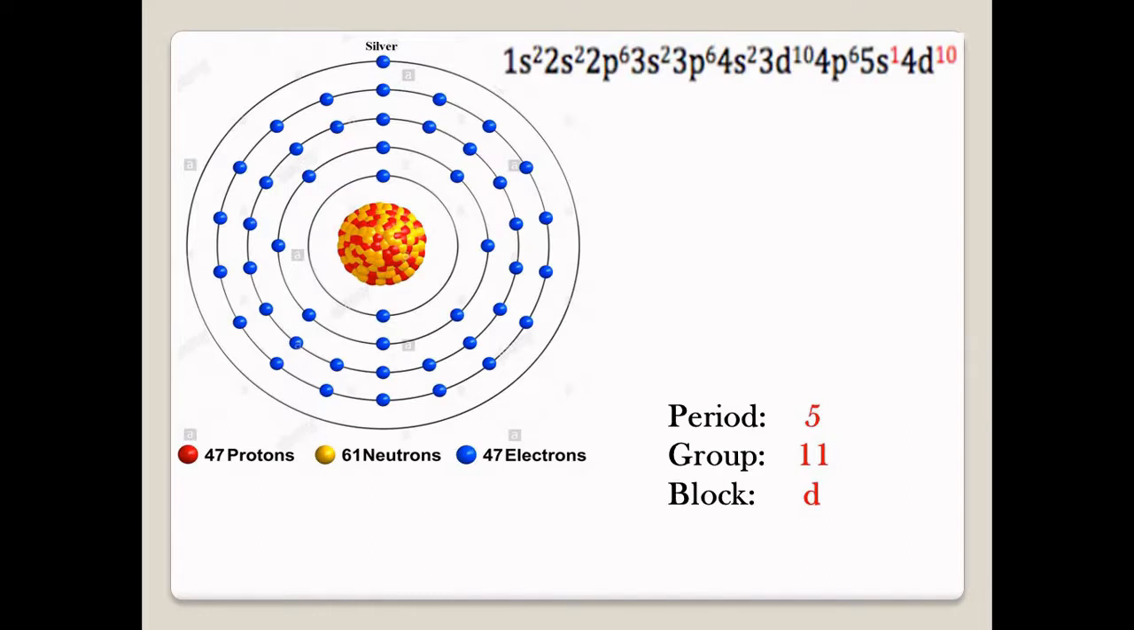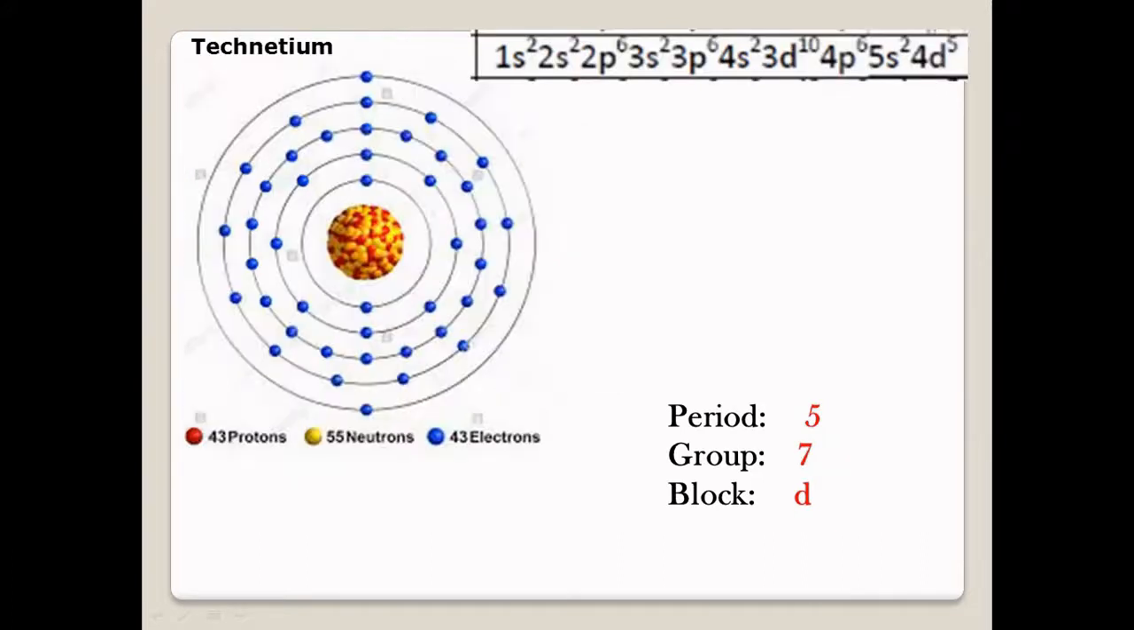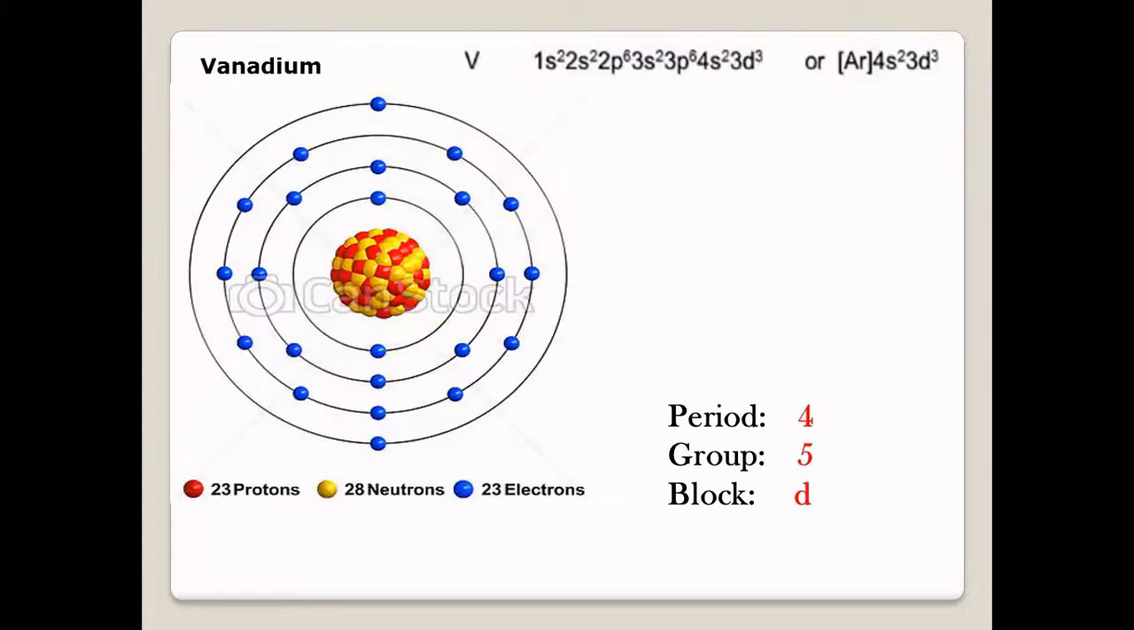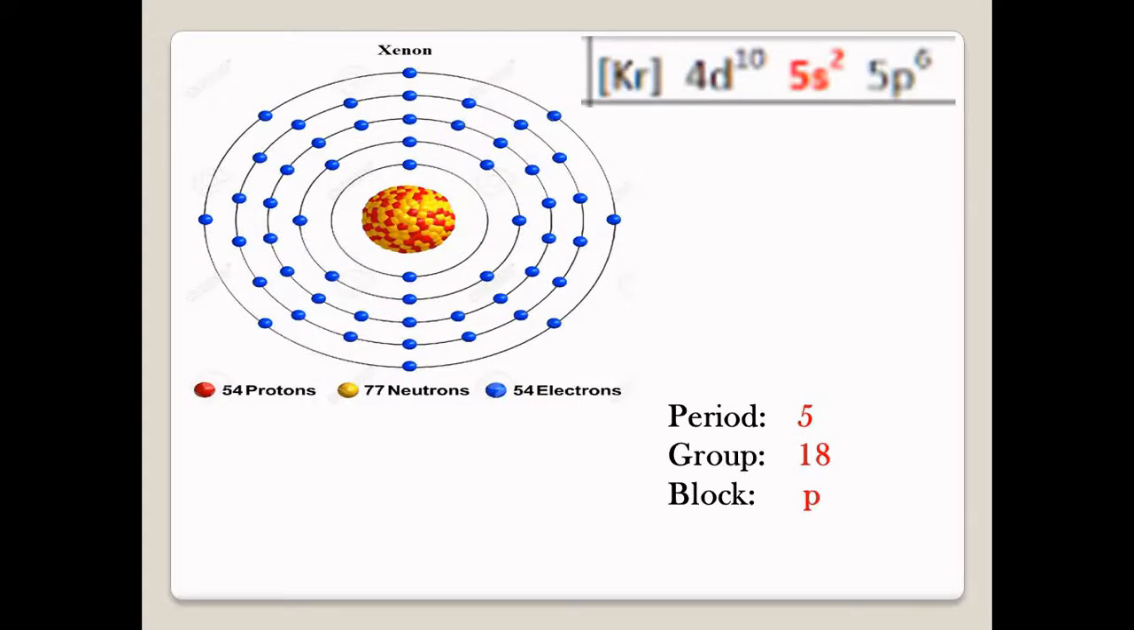The electronic configuration of silver indicates it is a group 11 element, 5th period element and d-block element. Okay, this is technetium, this is vanadium, this is xenon.